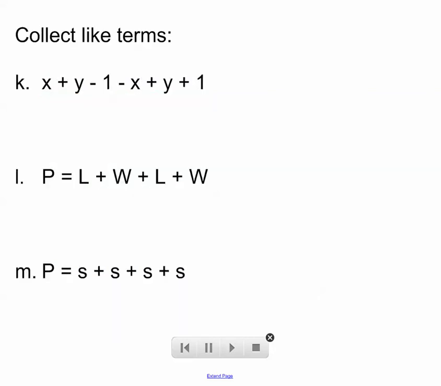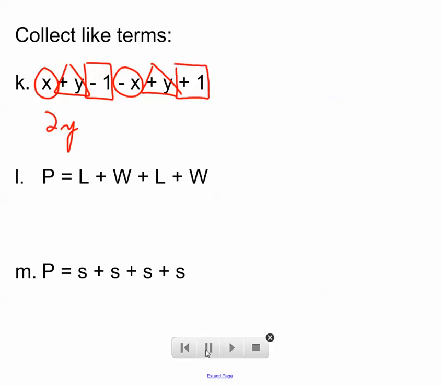Some more combining like terms here. x and -x adds up to 0x. x minus x is 0x, or 0. So we're not going to write anything there. As opposed to y plus y, that's 2y. And then lastly, negative 1 plus 1 is 0, so we're not going to write anything there. Our final answer is 2y.